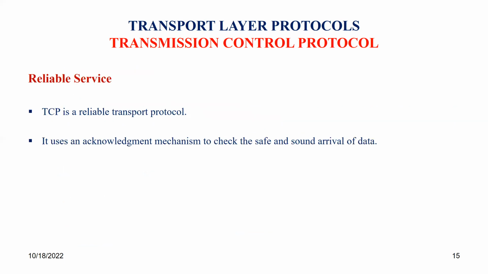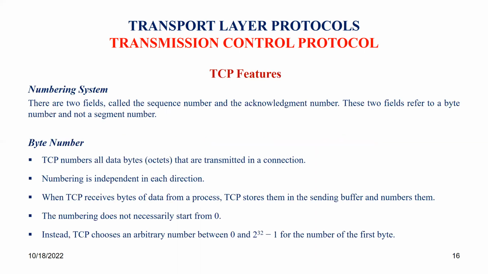TCP is a reliable service because of using the checksum as well as the acknowledgement mechanism for transmission as well as reception. These features, the services offered, are implemented with the help of the numbering system. We use two numbers: one is the sequence number and the other is the acknowledgement number. They represent a byte number, not the segment number.